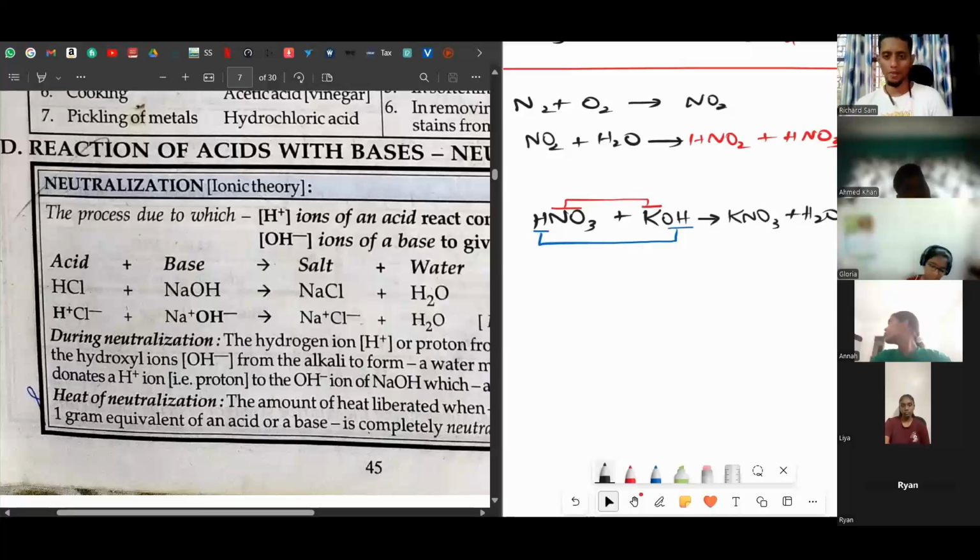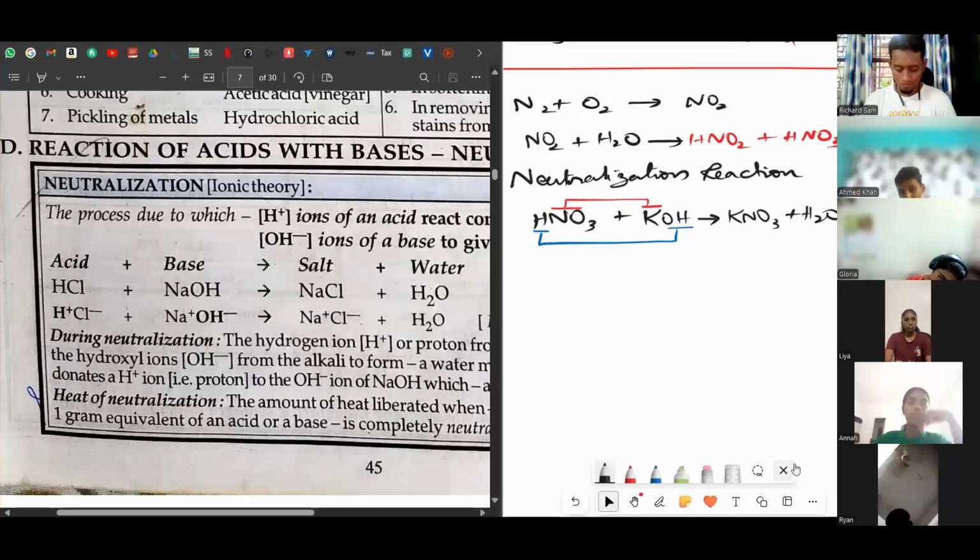Right, everyone? Right, heading is neutralization reaction and write this example. Okay, done, everyone?